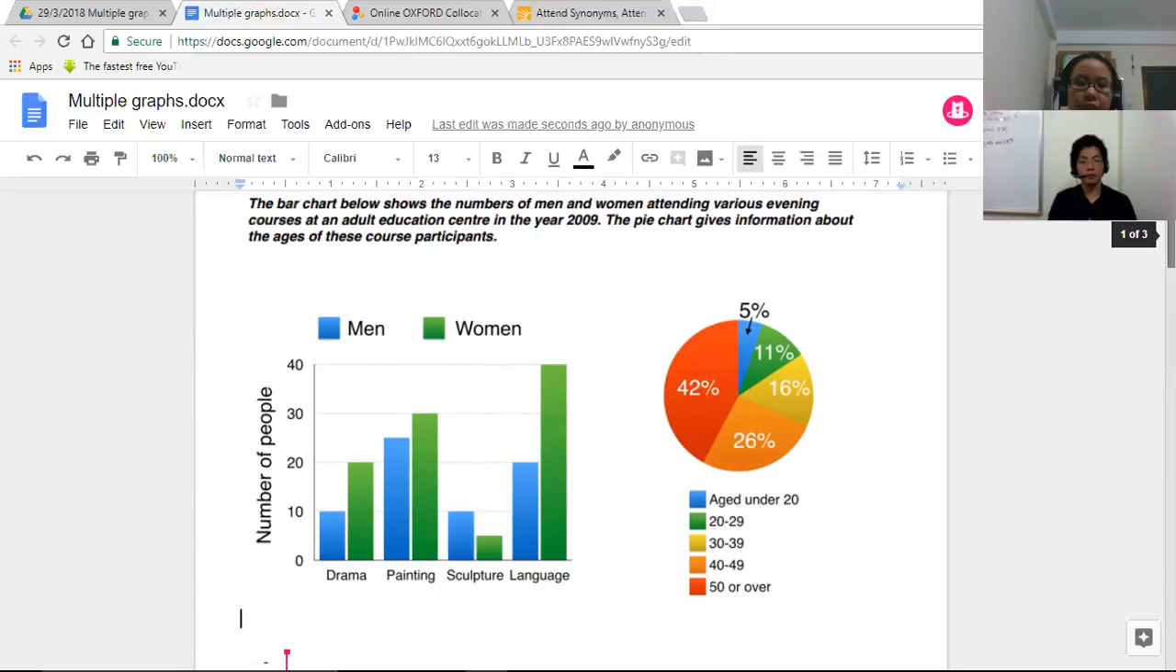So it shows the numbers of men and women. That is easy. But I'm worrying about the words evening courses and adult education. Yes, and I want to remind you that there's a very good phrase we can use: female or male counterparts. Yes, I remember that. You see, there are things that we must try to include in our essay.